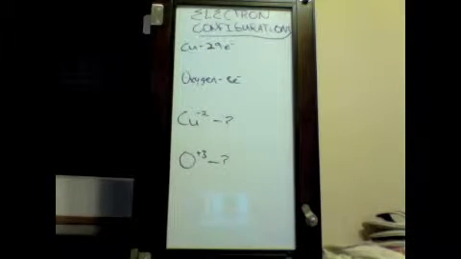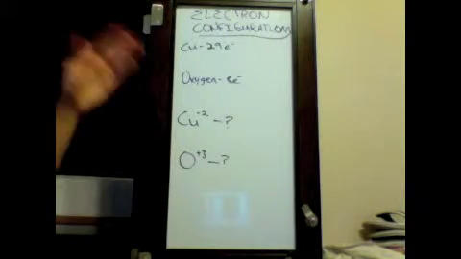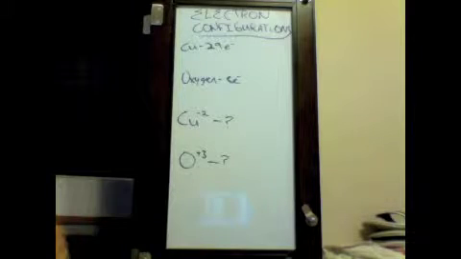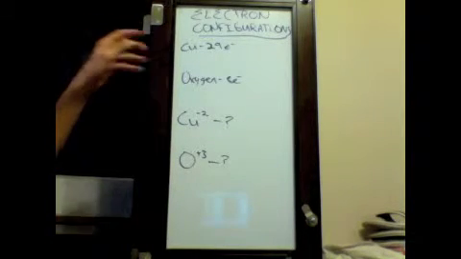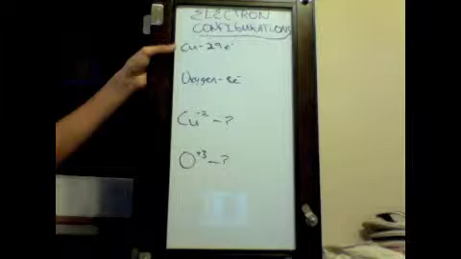Now we'll be learning about electron configurations. As you see, there are 4 examples, and we're going to just do them all easily. So now, first we'll be starting with copper.